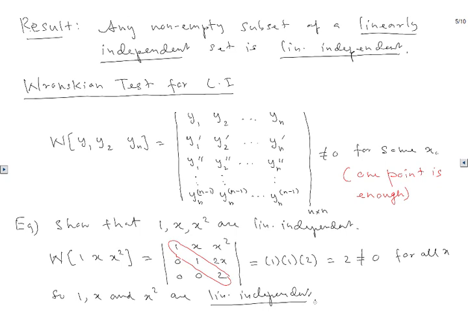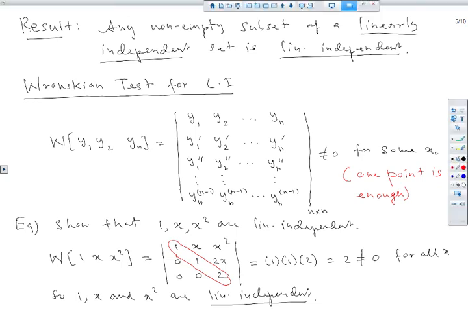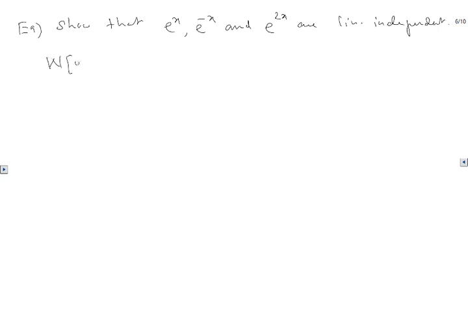Perfect. So let's do one more example before we go to the major part of this discussion. Show that the functions e^x, e^(-x) and e^(2x) are linearly independent. We just talked about that. That's the case because the exponents are different, so they have to be independent. But how to show it? Again, let's look at the Wronskian.